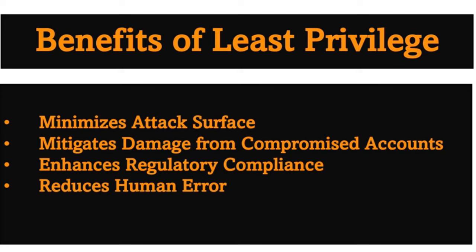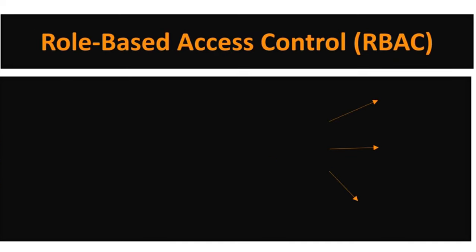Before getting to how least privilege can be implemented and where it can be implemented, let's see some of the key terms associated with least privilege. The first one is role-based access control, RBAC. Access control is an approach to managing user permissions. There are many different types of access control, for example RBAC, attribute-based access control, mandatory access control, and discretionary access control. There is a separate video which talks about all of these in depth.